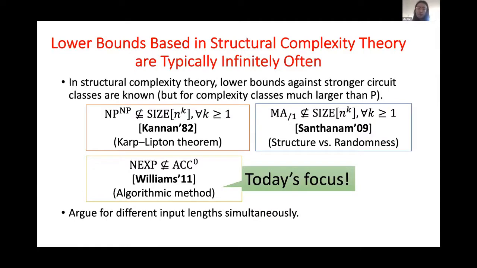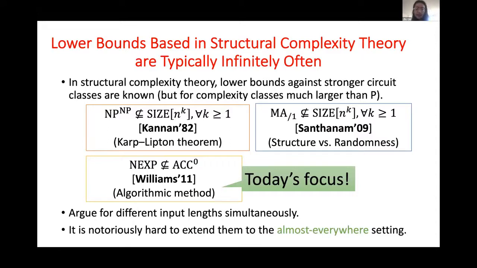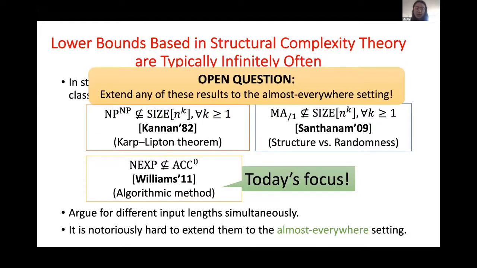Those types of arguments usually argue for different input lengths simultaneously because they usually work by some sort of proof by contradiction. And it's notoriously hard to extend them to the almost everywhere setting. For example, proving that NP to the NP does not have infinitely often linear size circuits is still open.